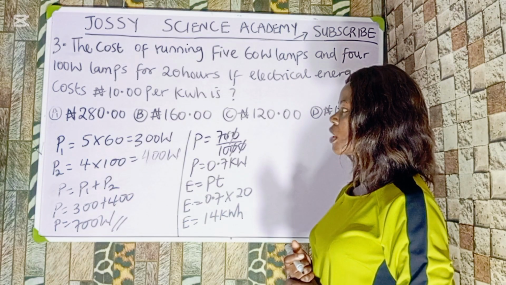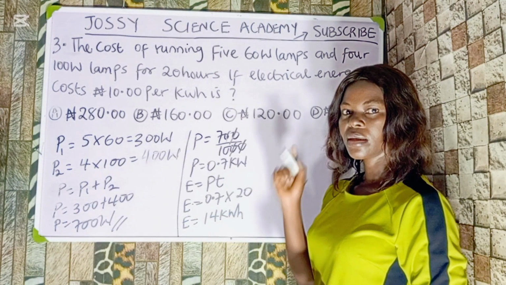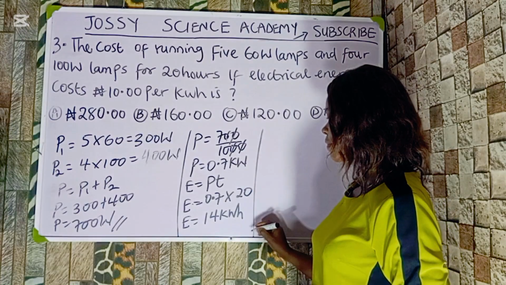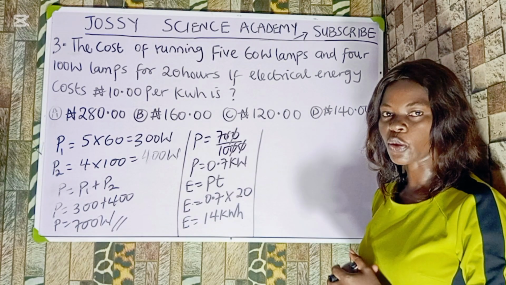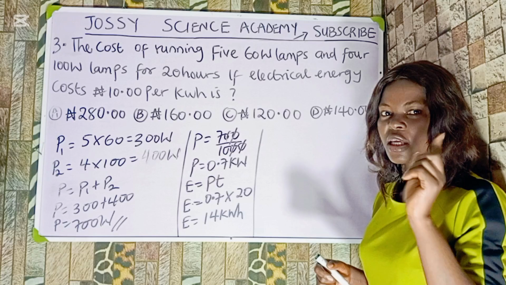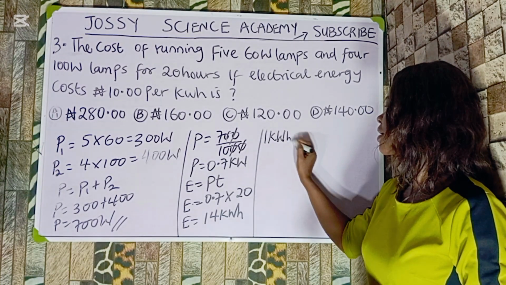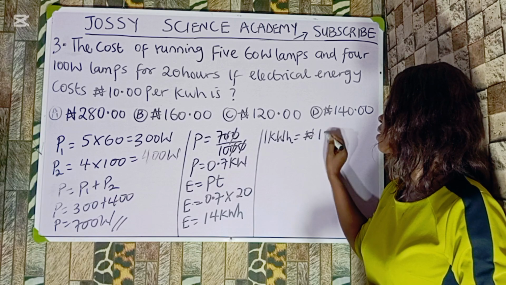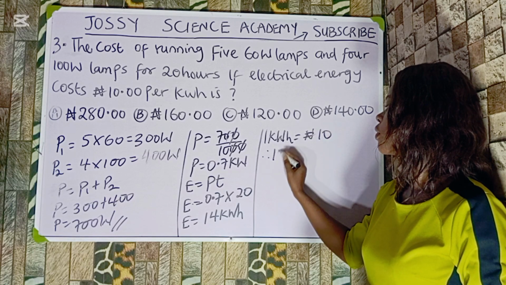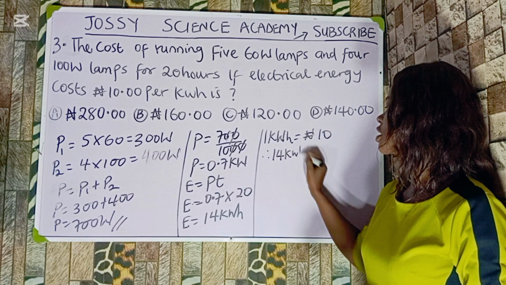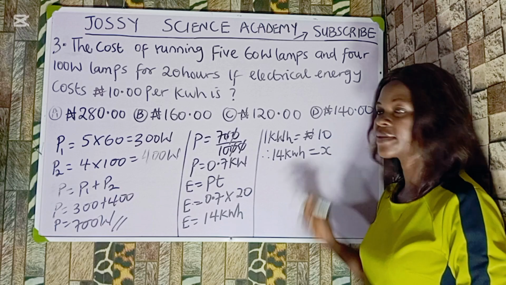And from the question, 1 kilowatt hour costs 10 naira. You must always make use of the cost given in your question. In this particular question, a kilowatt hour costs 10 naira. They will say 1 kilowatt hour is equal to 10 naira. Then therefore 14 kilowatt hour is equal to X, right?